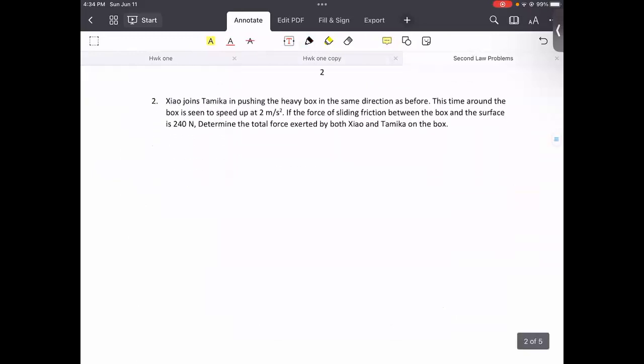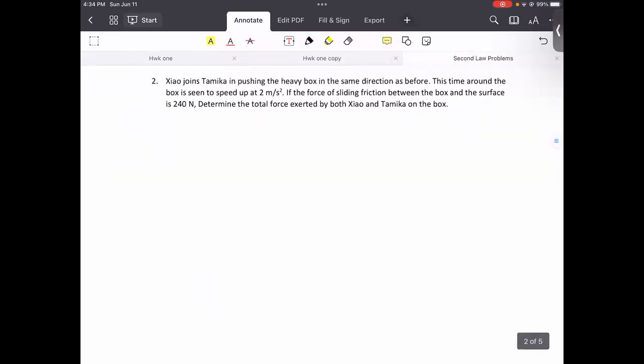All right, so here is the second question. Xiao joins Tamika in pushing the heavy box in the same direction as before. This time around, the box is seen to speed up at 2 meters per second squared. If the force of sliding friction between the box and the surface is 240 newtons, determine the total force exerted by Xiao and Tamika on the box.